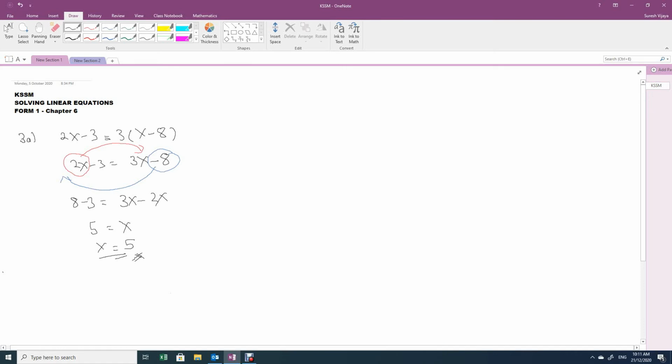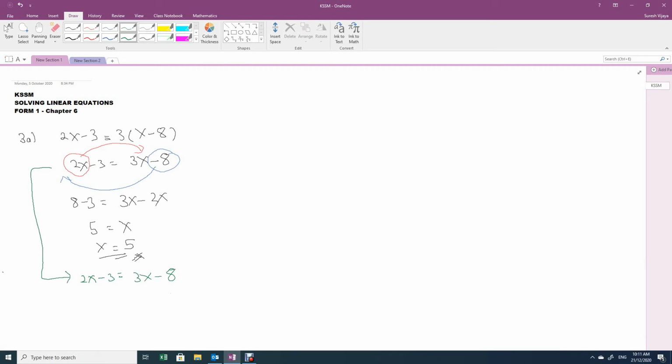Another way to do this, let's say we are not shifting the 2x over to the other side. Let's say we do it vice versa, in a different way. Let's say we have 2x minus 3 equals 3x minus 8. Let's say we repeat this step in a different form.